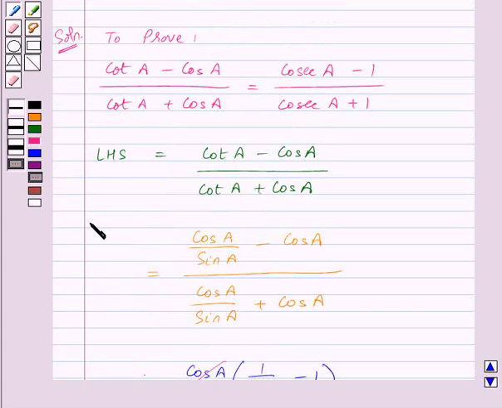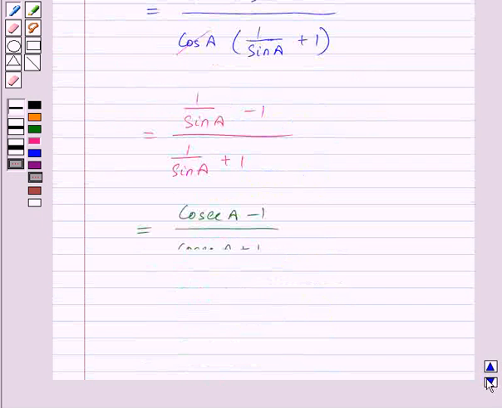So here we started from LHS and we got RHS. That means LHS is equal to RHS, that is (cot A minus cos A) upon (cot A plus cos A) is equal to (cosecant A minus 1) upon (cosecant A plus 1). Hence proved.